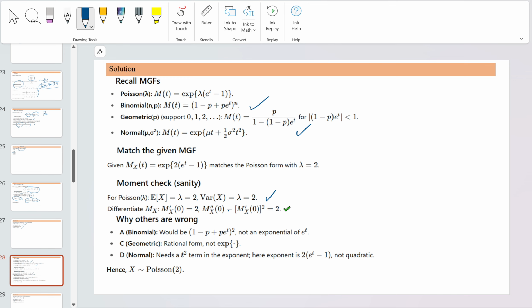And when you differentiate it, it is actually coming to the value of 2 at the lambda itself. Okay, and see the first kurtosis and second kurtosis. When you find out M_X''(0) minus (M_X'(0)) whole squared, it is also coming to 2. So when you see this, it is actually matching with the Poisson distribution, lambda is equal to 2. Okay, let's move forward, try to solve this problem.